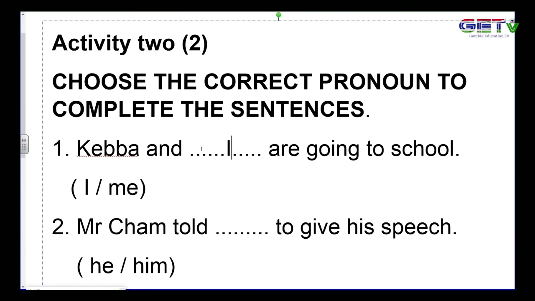Mr. Cham told Das to give his speech. Choose the correct pronoun to fill in the blank space or to complete the sentence. Listen to the question again. Mr. Cham told Das to give his speech.